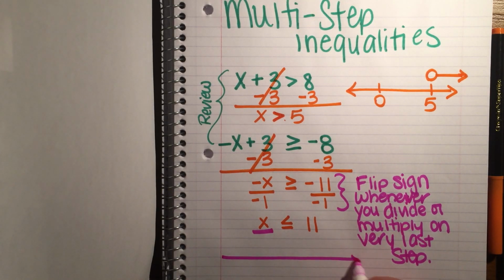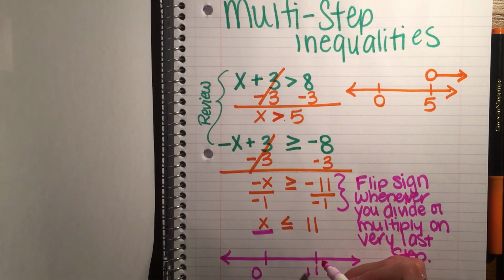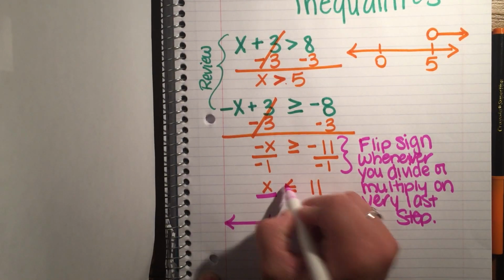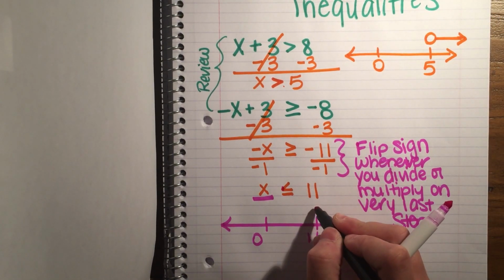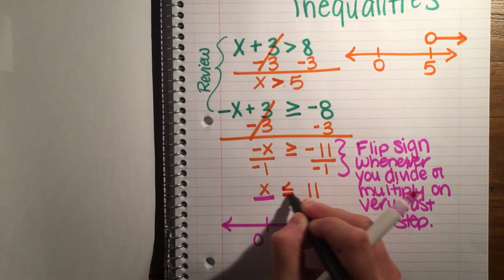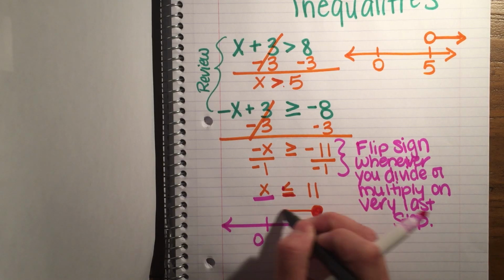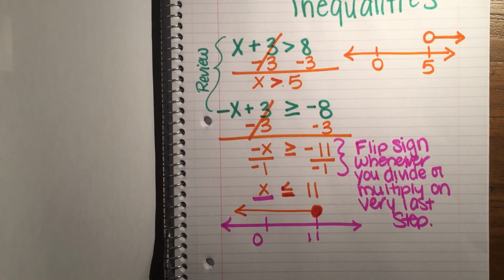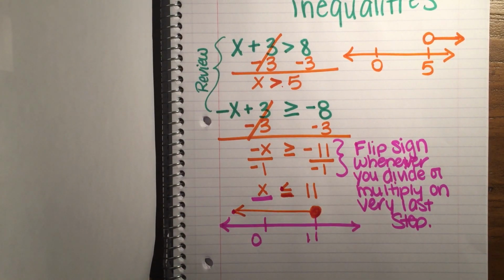So now I'm going to graph this. If 11 is over here, as you can see, my point faces left. So I'm going to have a closed circle over 11 because it's less than or equal to, so this is an included solution. Point it to the left. As you can see, my dots face the same way.